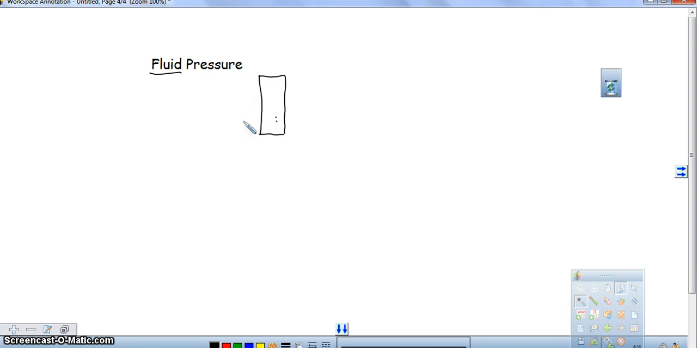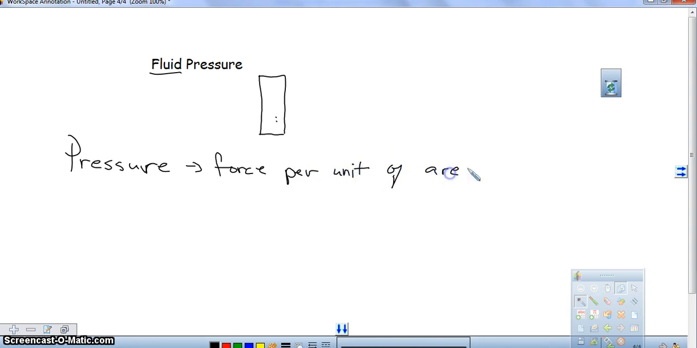First of all, let's talk about what pressure is before we talk about fluid pressure. Pressure, and you may know this from physics, is P. Pressure is the force per unit of area over the surface of a body.